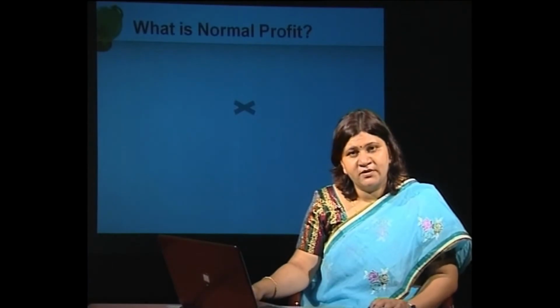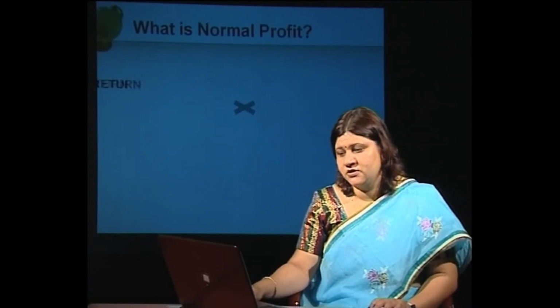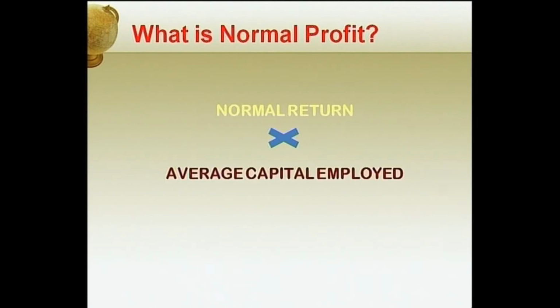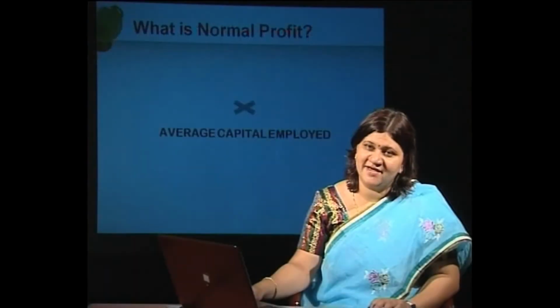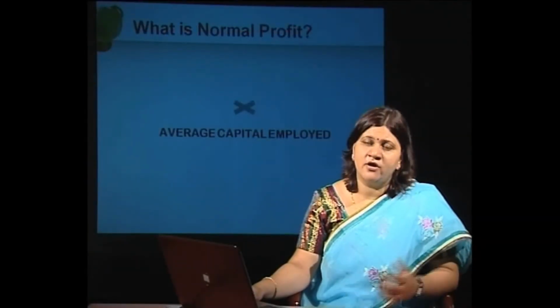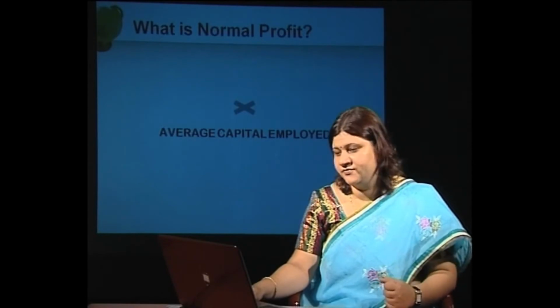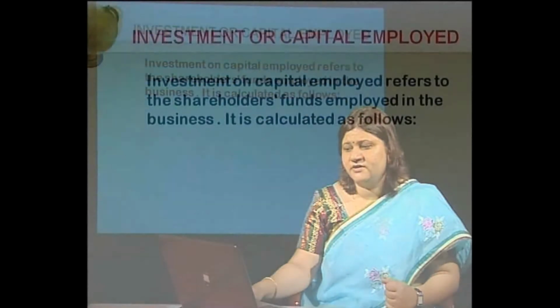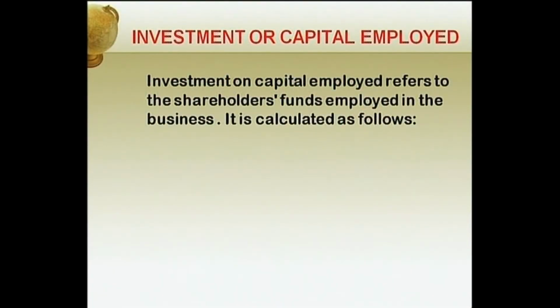Now, what is normal profit? That's our next question. So, normal profit is normal return, that is normal rate of return which we have calculated right now, multiplied by average capital employed. Now, a question comes in our mind is what is average capital employed, or what is capital employed first? So, we can say that investment or capital employed refers to shareholders' fund employed in the business.